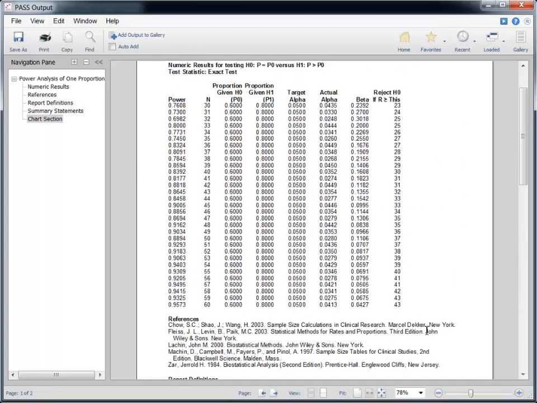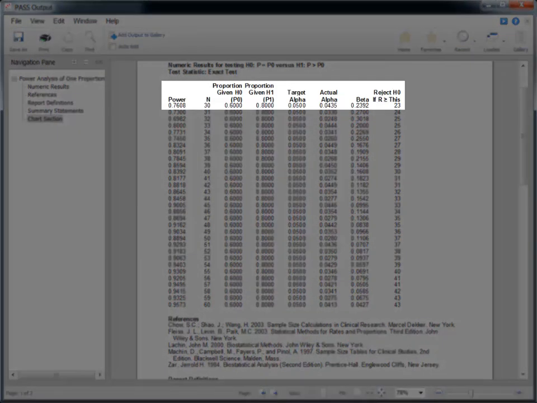For example, if we look at the rejection region for the sample size of 30, the nearest rejection region resulting in an alpha less than or equal to 0.05 is to reject if the number of proper diagnoses is 23 or greater. In this case, the actual alpha is 0.0435 and the power is 0.76.